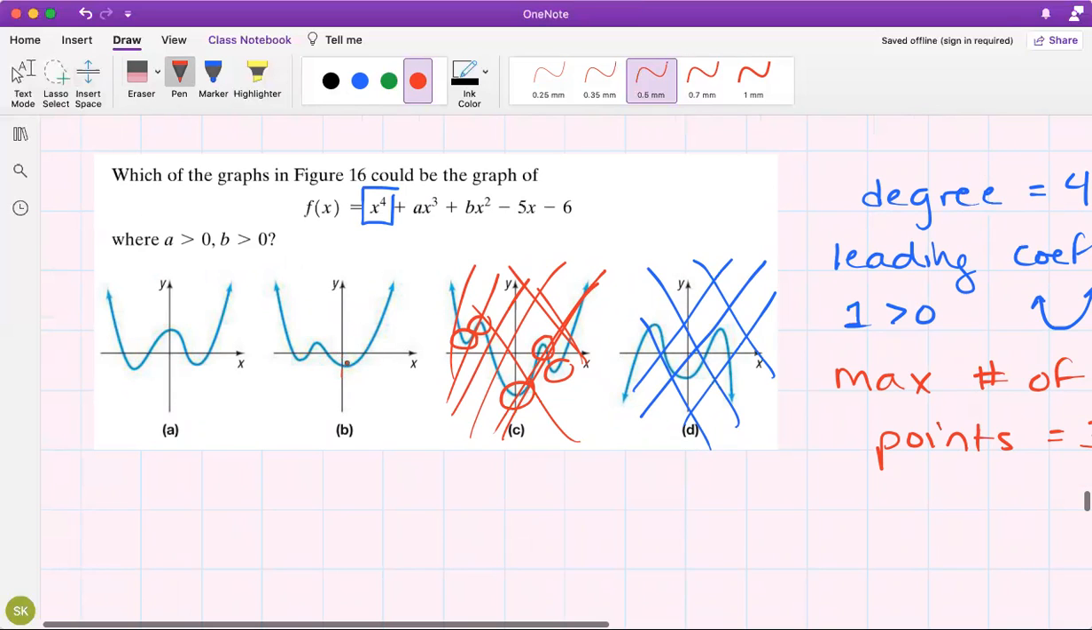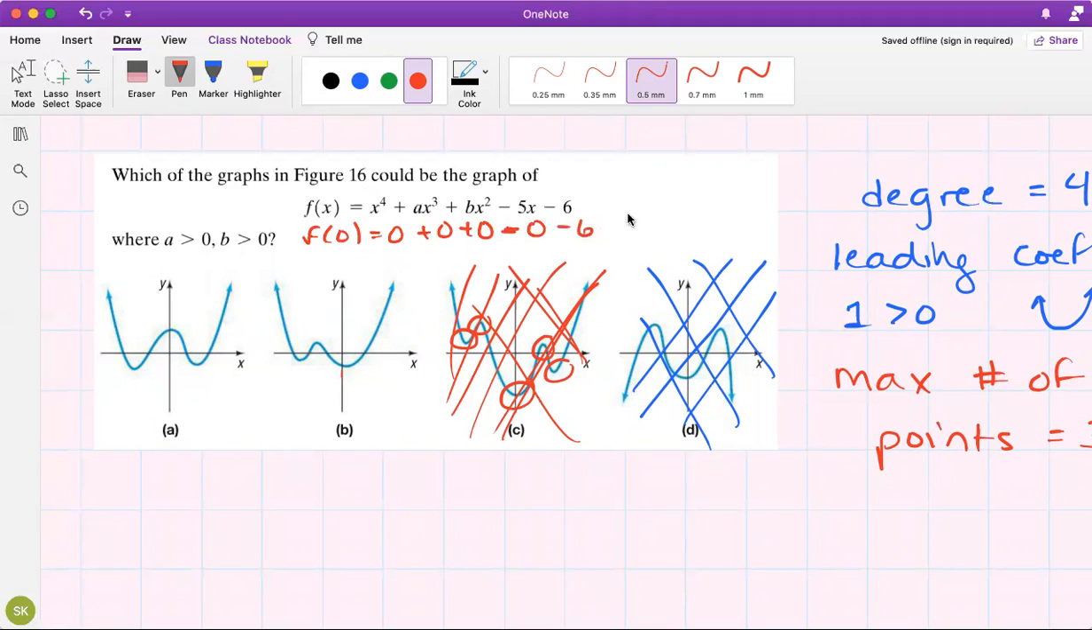Remember what the y-intercept is. It's when we plug in x equal to 0 into our function. So if I plug 0 into this function, what is f of 0? I get 0 plus, I don't even care what a is, because a times 0 is going to be 0, and this is going to be minus 5 times 0, minus 6. And so I end up with negative 6.